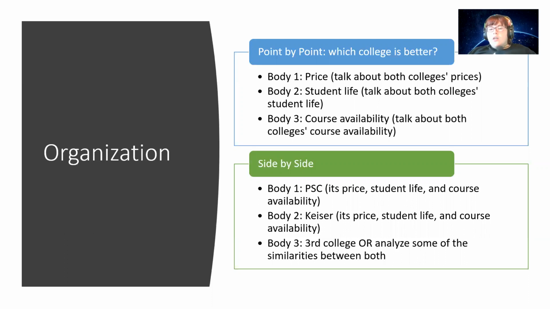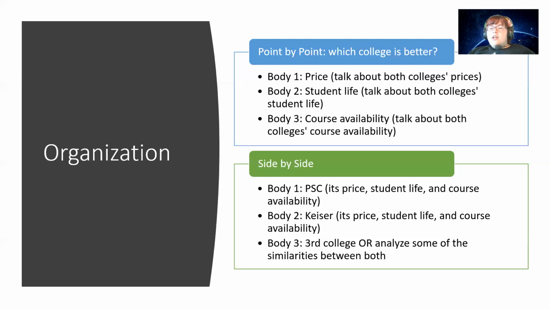So body 1 could be PSC. We talk about its price, its student life, and course availability. So we talk about everything that we want to talk about for PSC. Then we talk about Kaiser, talk about everything about Kaiser. Then we talk about either a third college, or we could analyze something that we didn't look at.